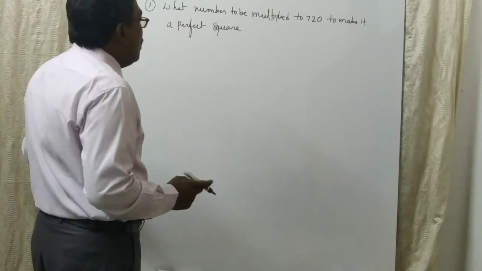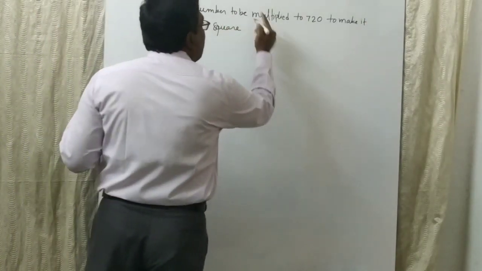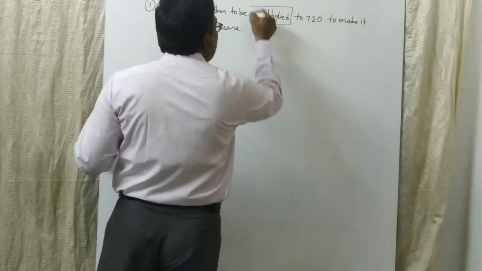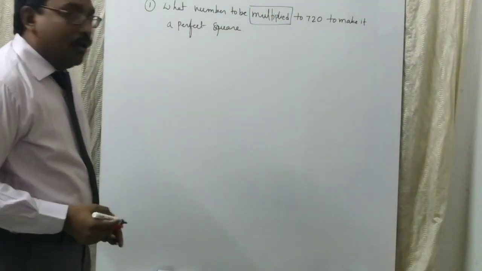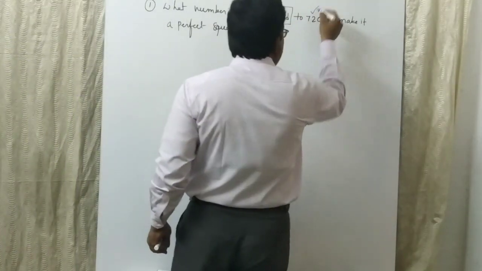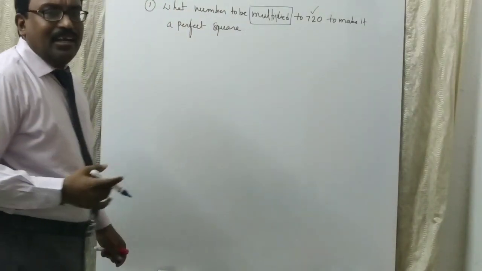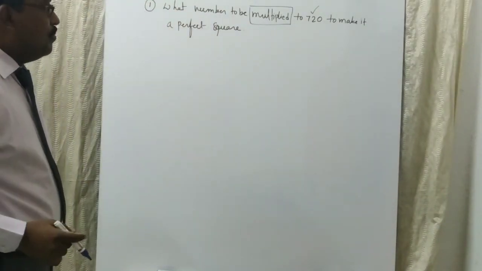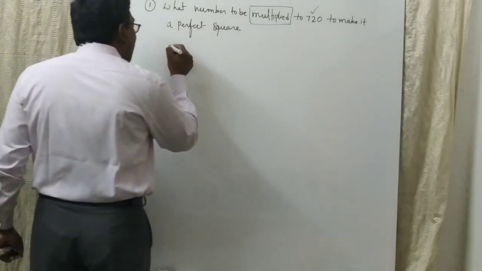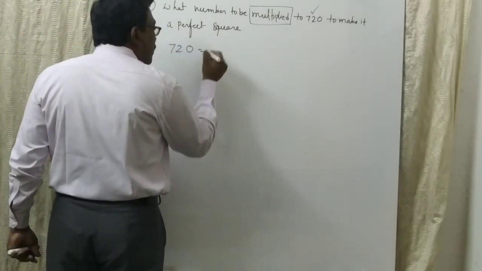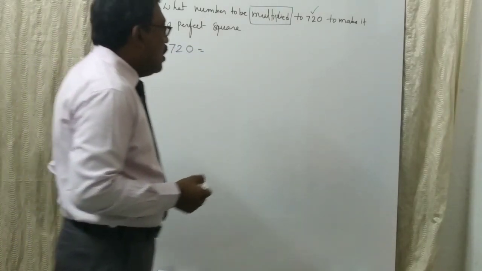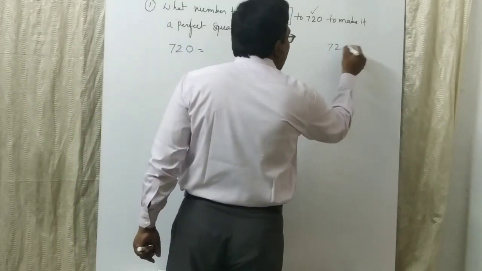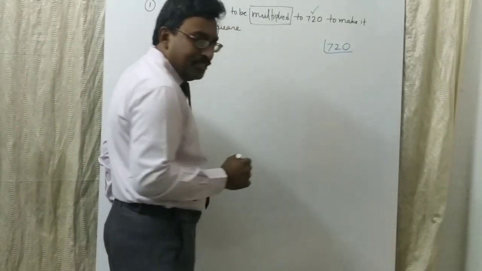Now the question is, what number should be multiplied to 720 to make it a perfect square? Previously it was 32, we did very easily. But now it is 720. 720 is not a perfect square. Now for 720, I am doing prime factorization.